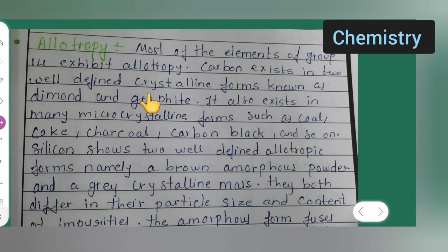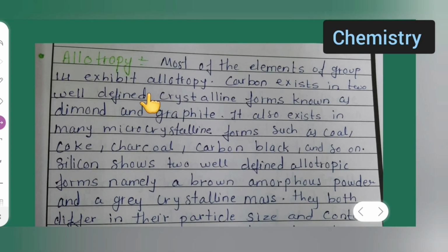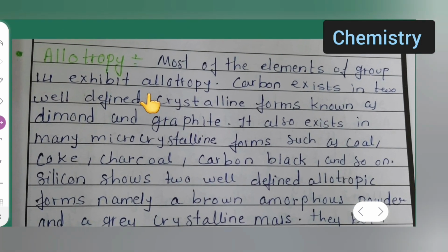Moving towards the next part, that is allotropy. Now let us see in allotropy what it is. Okay, so let me zoom it. You all can take down. Allotropy: most of the elements of group 14 exhibit allotropy. Carbon exists in two well defined crystalline forms known as diamond and graphite. It also exists in many microcrystalline forms such as coal, coke, charcoal, carbon black, and so on.